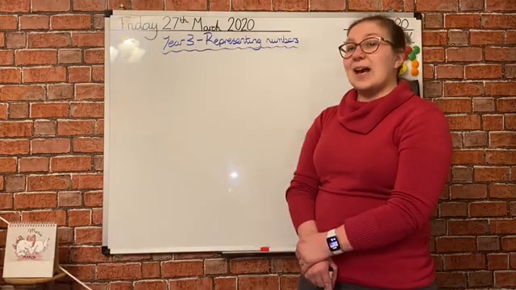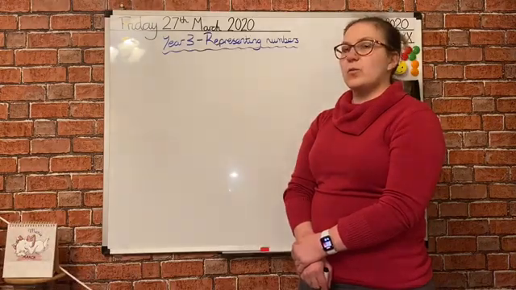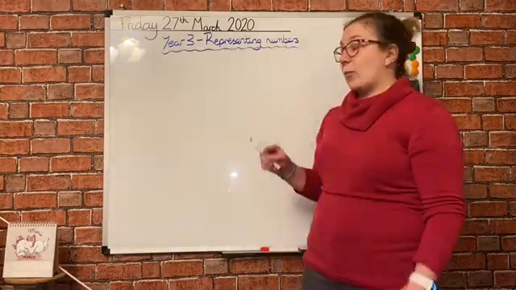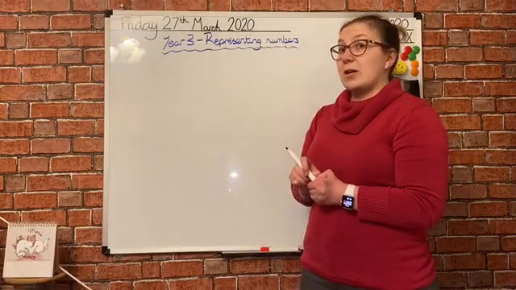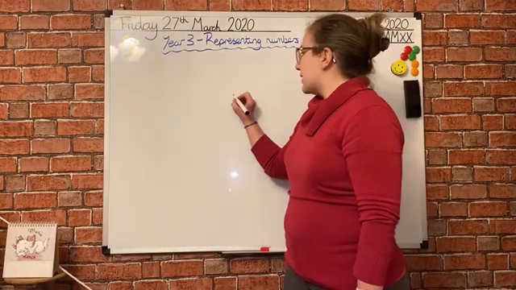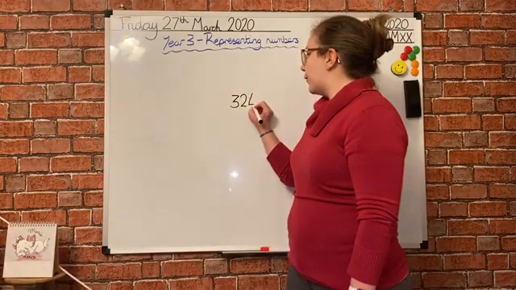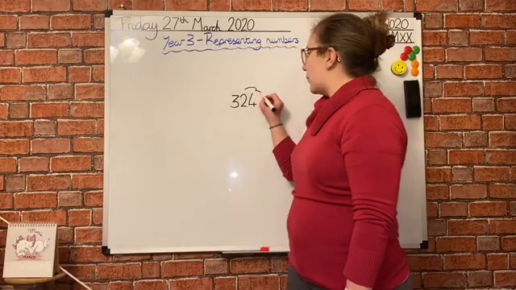So we are looking at representing numbers and the different ways in which we can represent numbers. So let's choose a number to begin with and then look at all the different ways we can represent that number. So let's take the number 324. Here is my number.